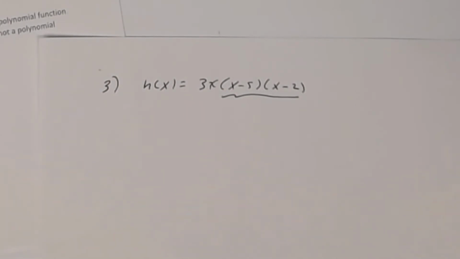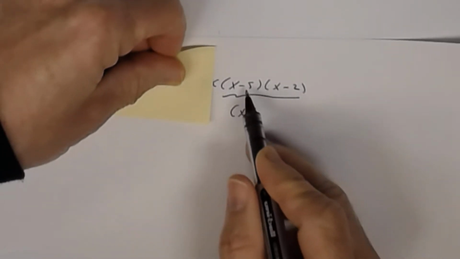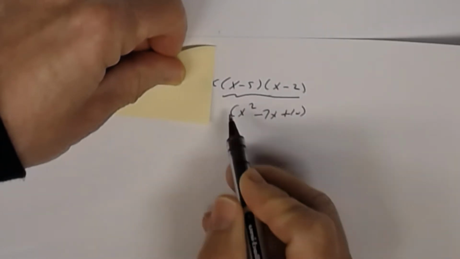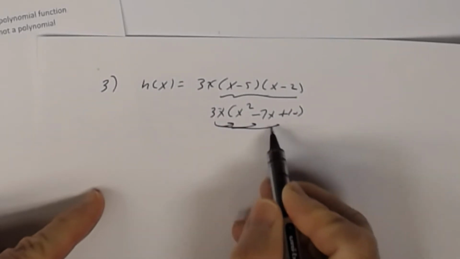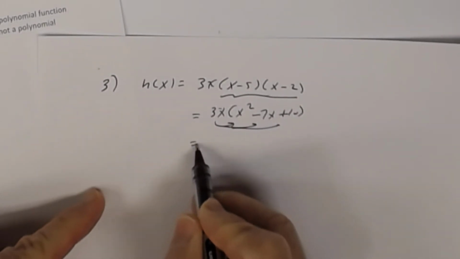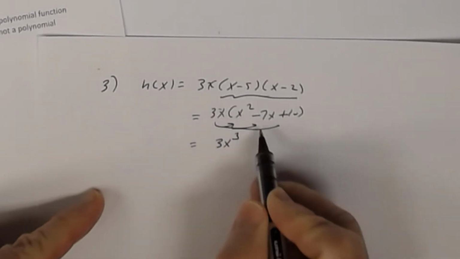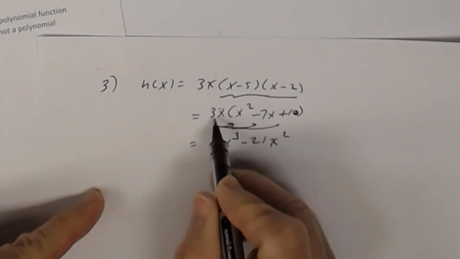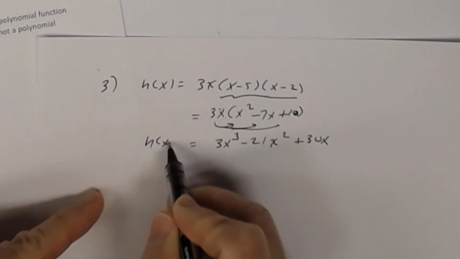They'll just go ahead and multiply this out. So this part here, they'll say, all right, this is x squared, the outer and the inner will be negative 7x, and the last is positive 10, right? And then they'll multiply that by 3x, so they'll use the distributive property. And so this becomes 3x to the third power, and then a negative 21x squared, and then 10 times 3x is 30x. And so that's h of x, all right?